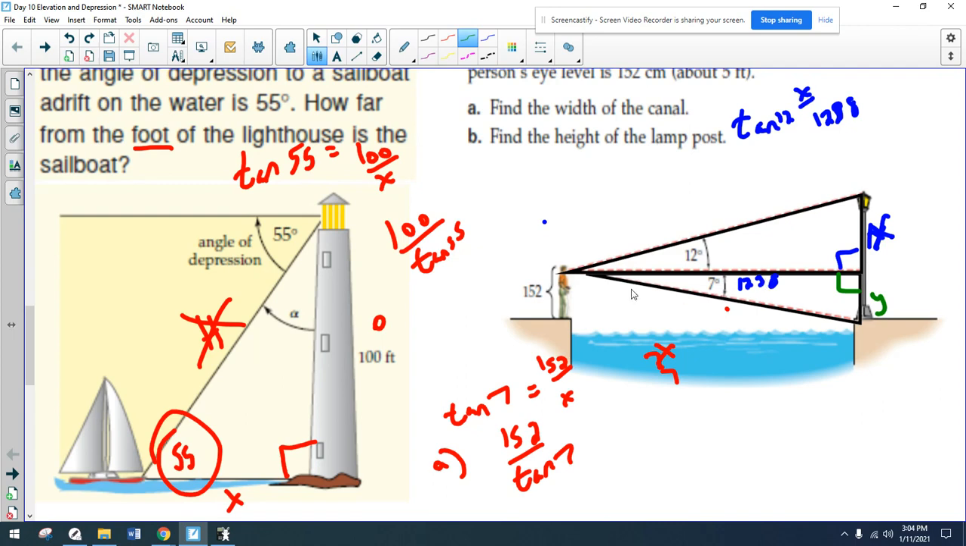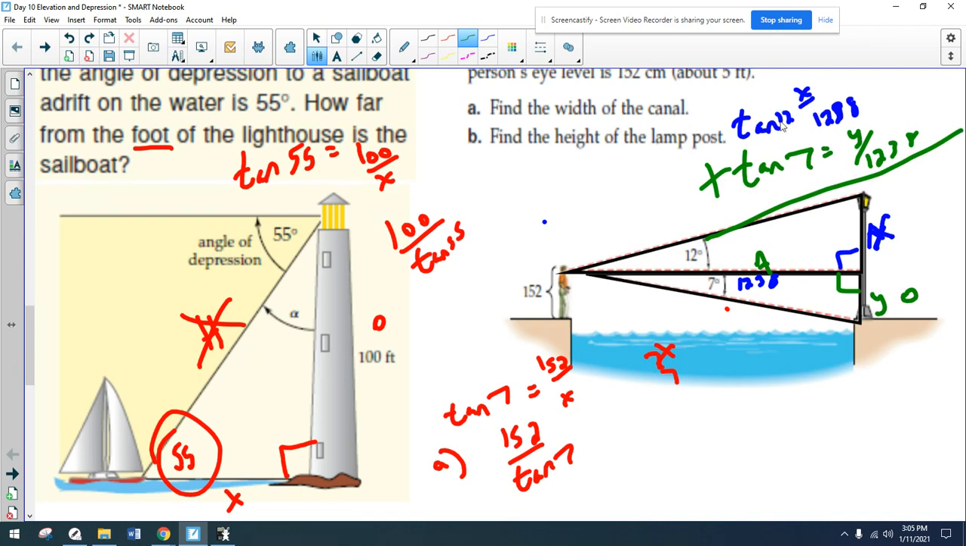Okay, so I've got this part right here, which is 1238. And I've got my angle. So across is my opposite. My hypotenuse is missing. And my adjacent. So tangent is going to be opposite over adjacent. And then you're just going to multiply by 1238 and get whatever y is. And then you'll just add them.